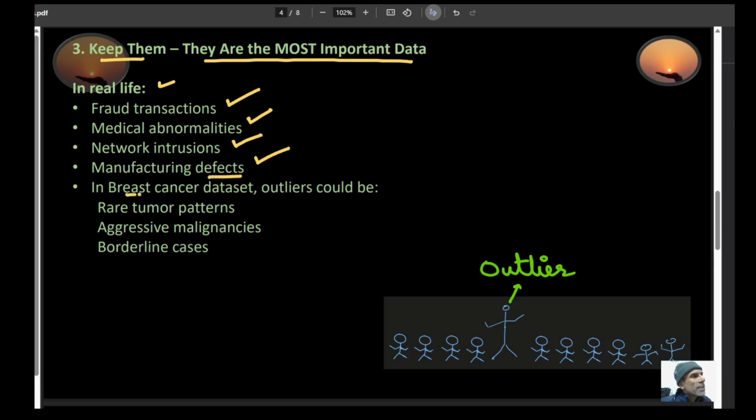Maybe those represent your manufacturing defects, defective pieces. For example, in the breast cancer data set right here, your outlier could be a rare tumor pattern, or it could be aggressive malignancies, or it could be borderline cases. So in these cases, you do not want to remove them. You want to keep your outliers.